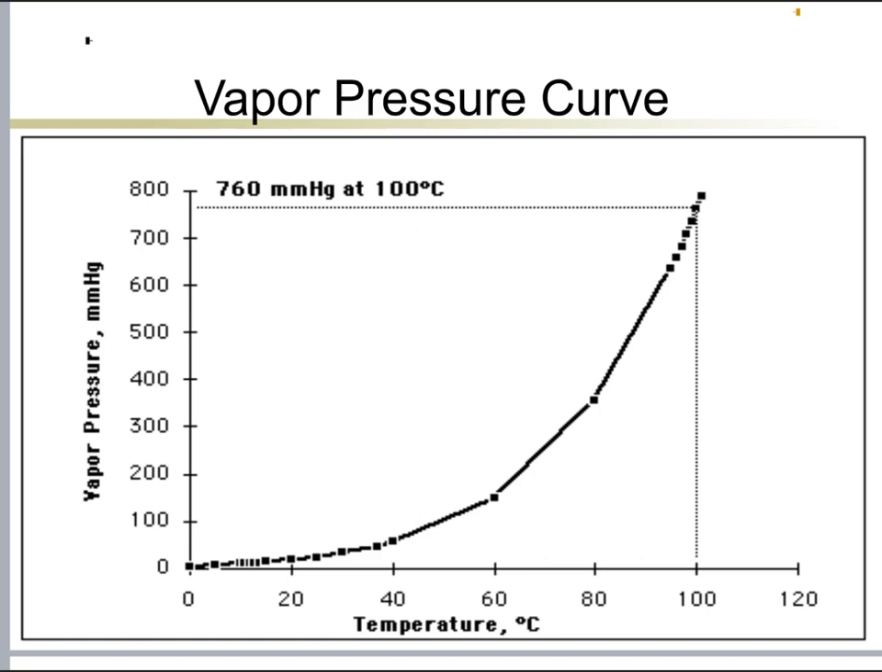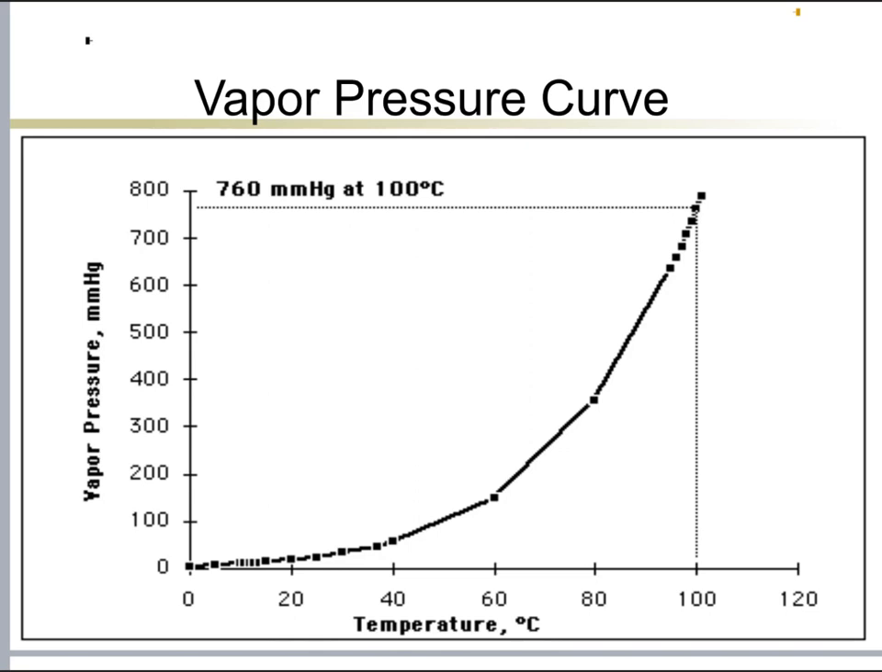This is an example of something we call a vapor pressure curve, which shows that the vapor pressure does increase as temperature increases. But I also think looking at this curve helps you understand it's not necessarily a linear progression. It's actually more of an exponential progression. So you're really going to see a great increase in the pressure of the gas as you get more and more energy into the system.